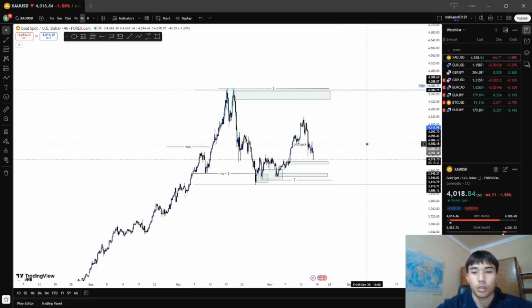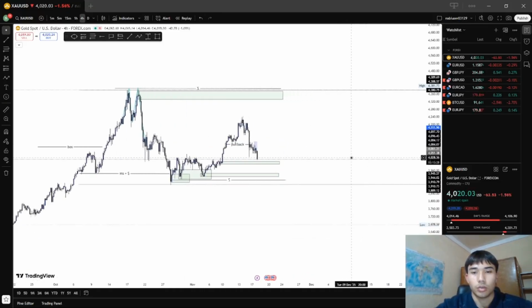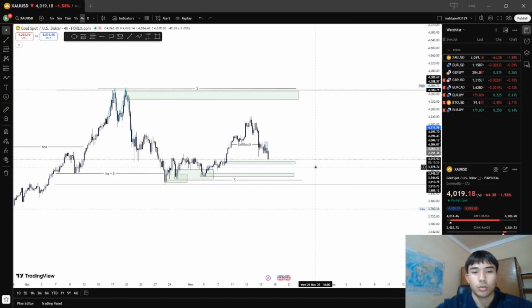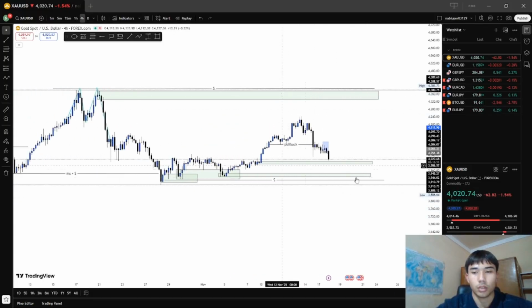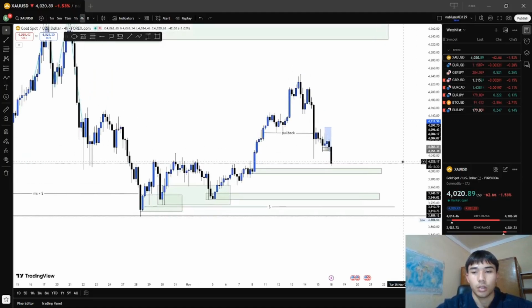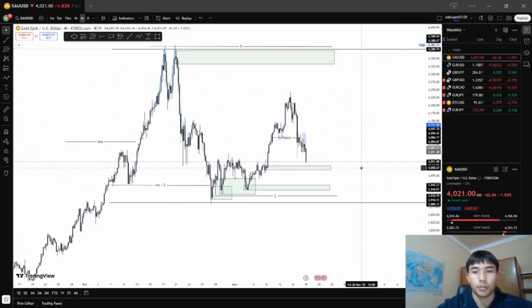because the Fed is showing signs to cut the interest rate, which leads to the US dollar going down. So gold actually spikes up.